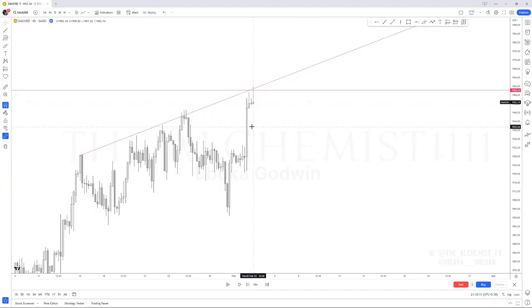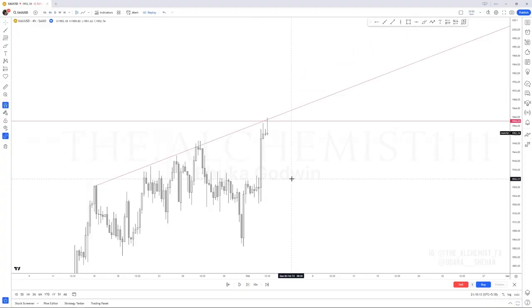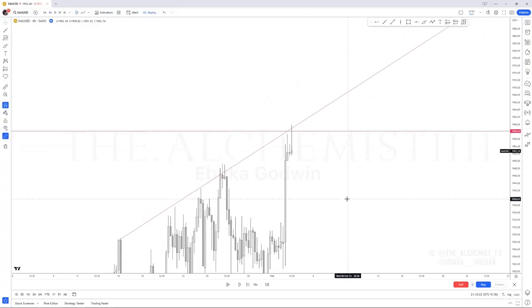Okay, timing wasn't that good. Timing was, of course, good though. Okay, because look at this. The move happened right at 12:30 p.m. my time. That is London Open. Okay, now once again, we had the same exact setup I showed you for the buy.